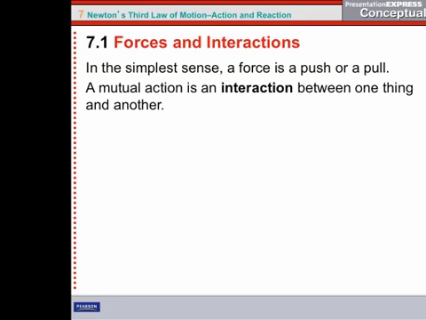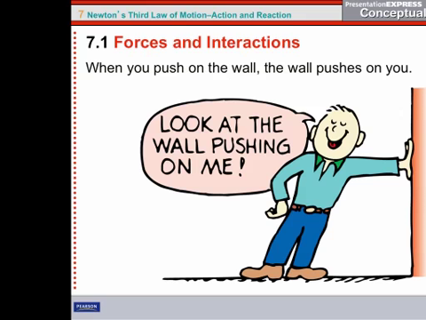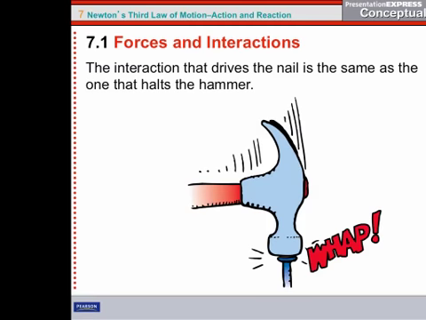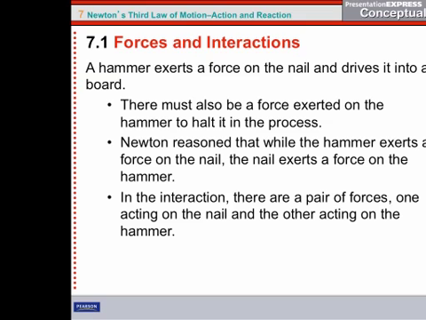So when we're talking about forces, remember we said a force was a push or a pull, and when we're talking about a mutual action, we're talking about an interaction between one thing and another thing. So for instance, if you push on the wall, the wall pushes back on you. If the hammer hits the nail, the nail halts the hammer. So there's always a pair, there's always an interaction between these two things.